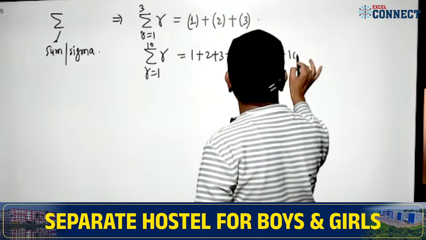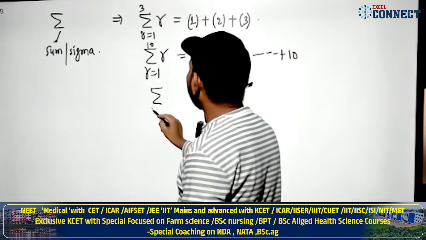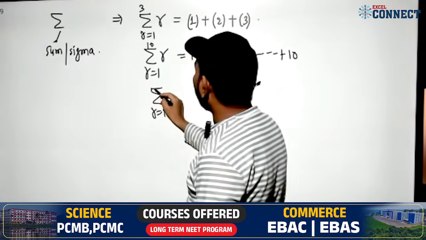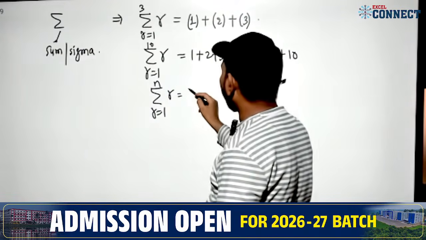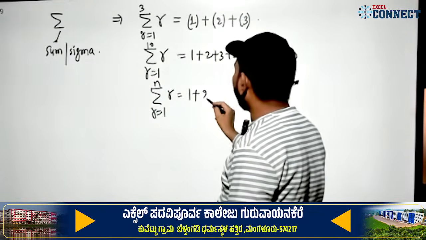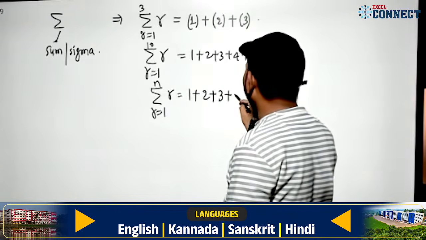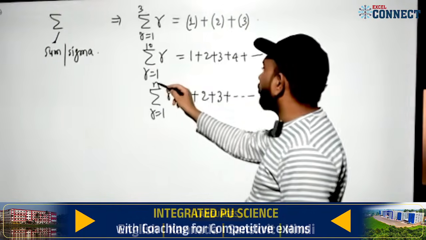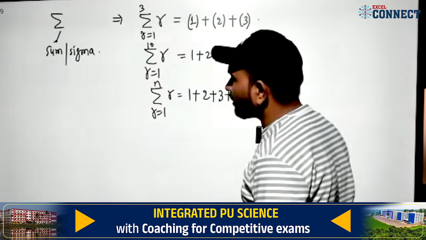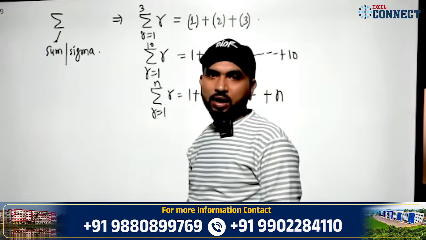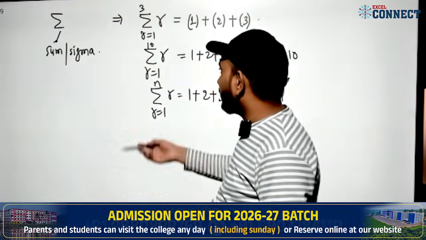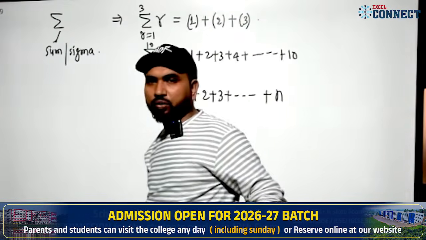If I say what is this summation r is equal to 1 to n, and what is this r? So first r value is 1, second r value is 2, third r value is 3, and so on. Last r value is n. Yes, summation. In the 10th class standard. Acha, yes, understand. You studied this sigma in the chapter of statistics.